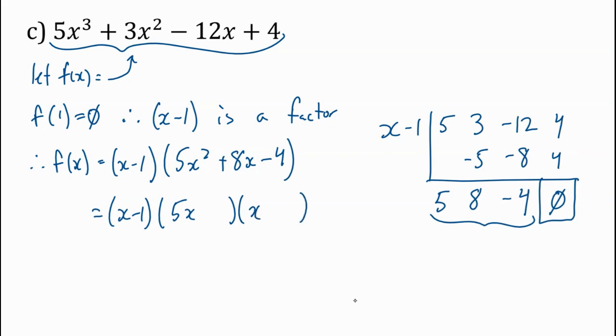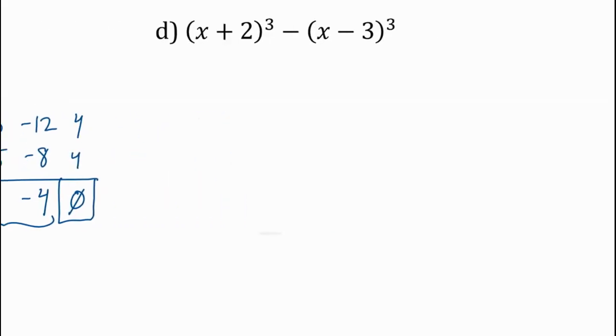Is it going to be 1 and 4 or 2 and 2? I think it's going to be 2 and 2 because 2 times 5 is 10. 2 times 1 is 2. 10 minus 2 is 8. So it looks like I want the 10 to be positive and the 2 to be negative so that we get positive 8. Good? All right.